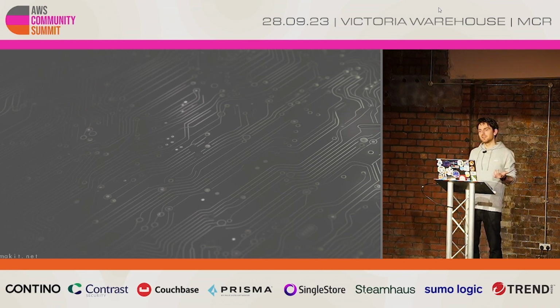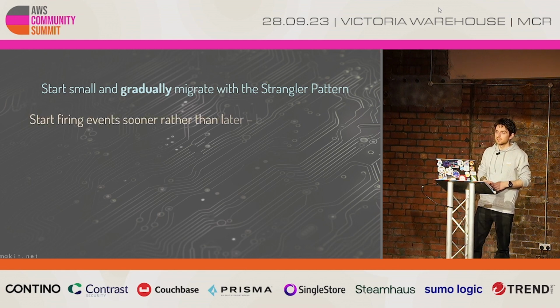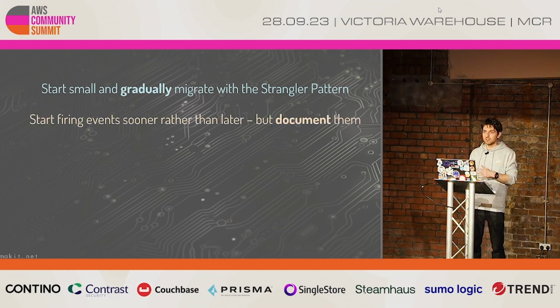So in summary, when transitioning from a monolithic architecture to EDA, it's important to start small and gradually migrate. Don't do big bang. It'll never go well. Start firing those events sooner rather than later, but if you do that, just make sure you document them. Get that event in that the person's registered.